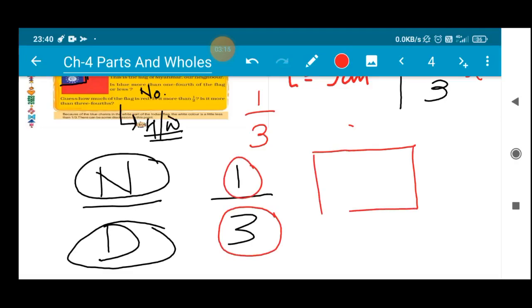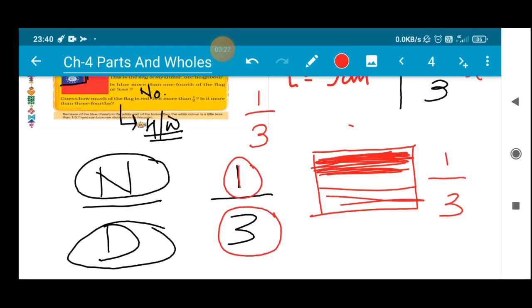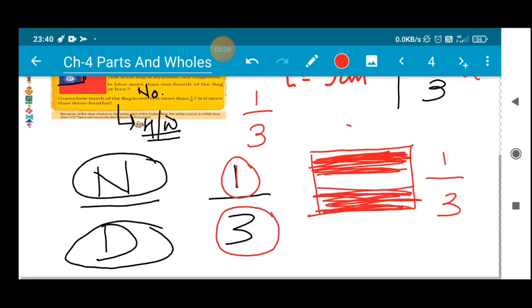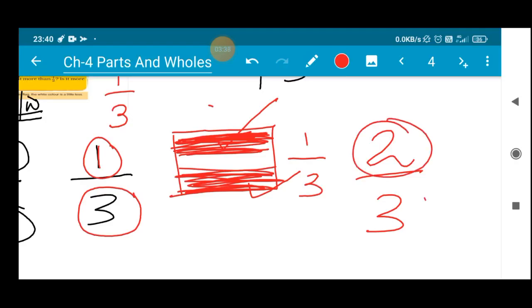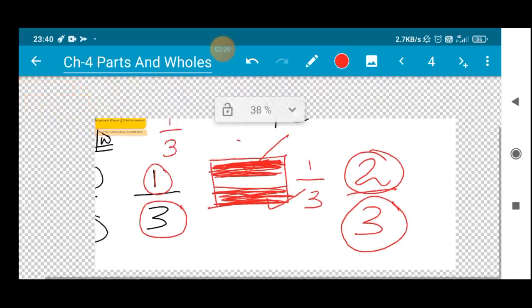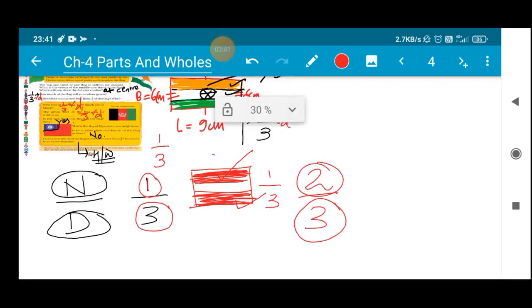Suppose I make our country flag, and I cover this part as red, what fraction will represent the red one? It is 1/3. If I cover another part as red too, what will it represent? It will represent 2/3. Why? Because out of 3, 2 parts are covered by the red. That is represented in this manner.